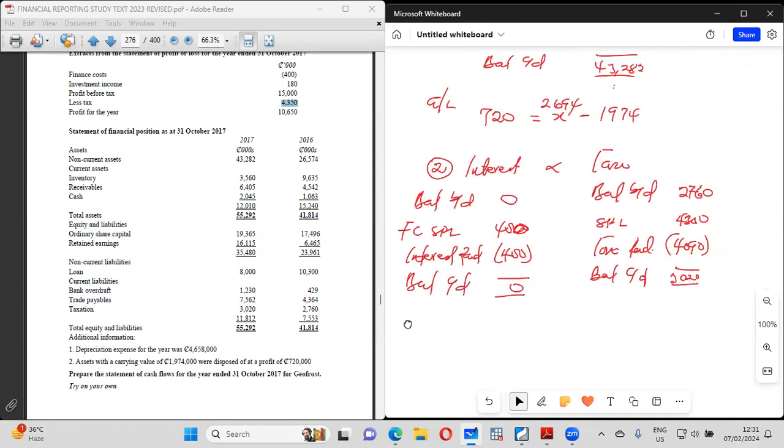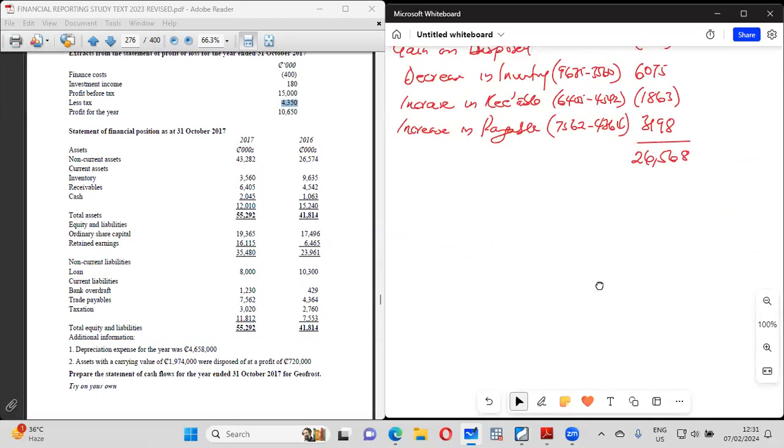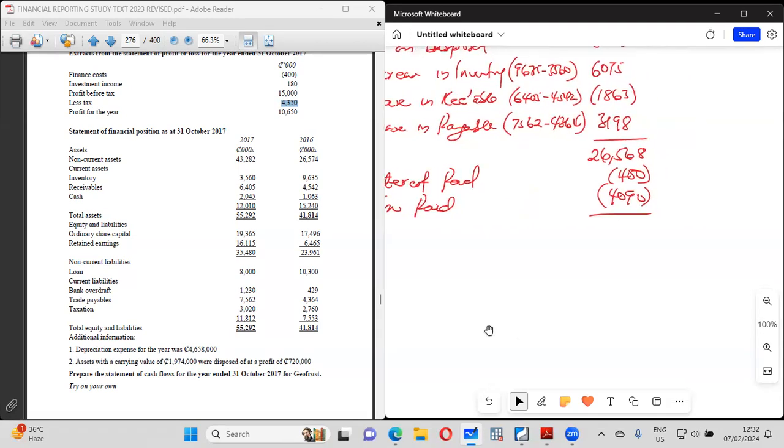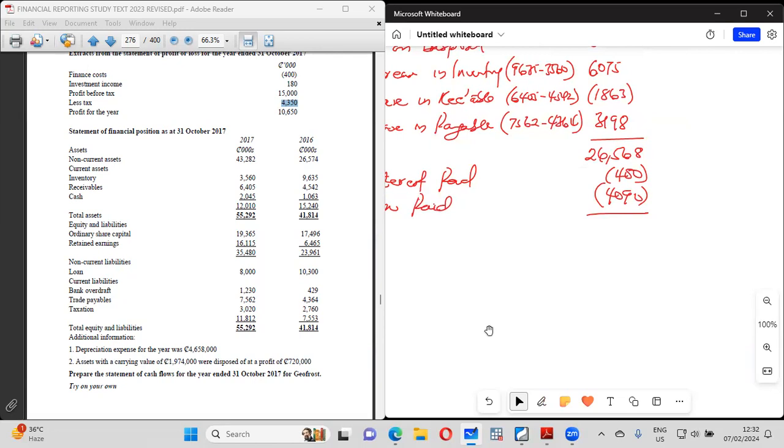$400 and what? 4090. Interest and tax. 400. Tax paid 4090. That will give us our net cash flow from operating to be how much? So 4090, we are adding it to the 400 and we are deducting it from 26568. That gives me, if my figures are correct, 22078. All right, so that is what I have.